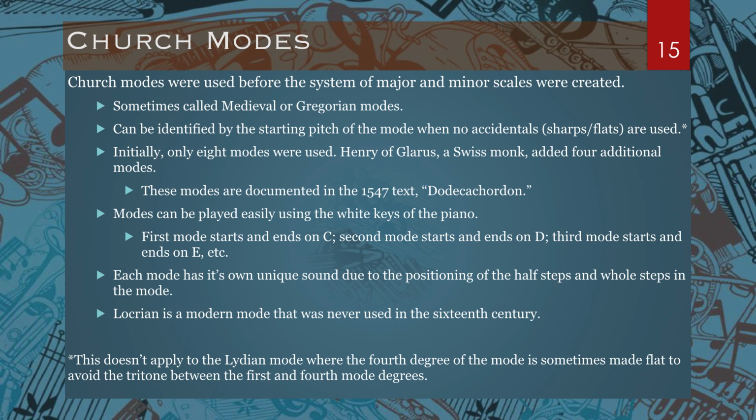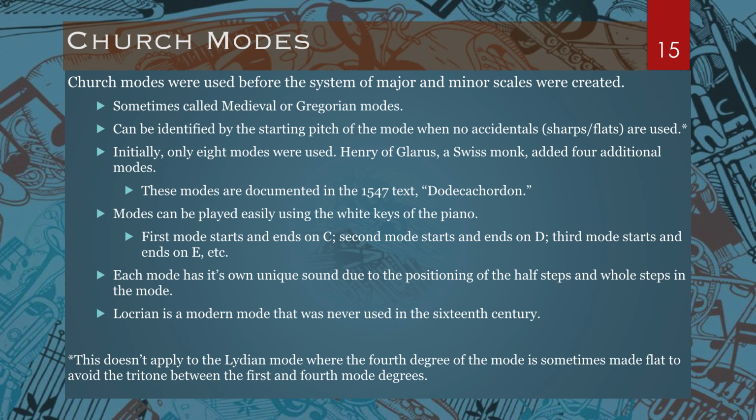There is one mode where this doesn't apply. The Lydian mode is actually the fourth mode. It starts on F. The fourth degree of that mode is sometimes made flat to avoid the tritone between the first and fourth degrees. So in Locrian we couldn't use it because it was between the first and fifth, which, if you remember earlier, I told you the perfect fifth is an important interval. With Lydian, since it's between the first and the fourth, it's okay to change the fourth because it's not structurally an important interval.